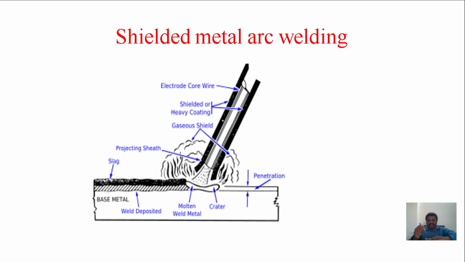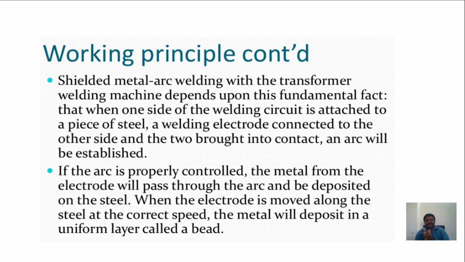Now, shielded metal arc welding: how does it work, and how does the welding machine work? Just now I said it is an AC or DC machine. Every time we have seen a welding person, whenever he comes he brings some machine that is connected to AC or DC depending upon the situation.